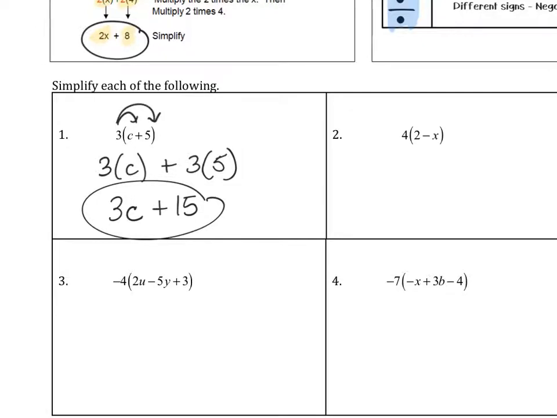Remember, we are still, in fact, following PEMDAS here, or the order of operations, because we're doing the multiplying first, and then we're putting them together. Okay, so let's try the next one.